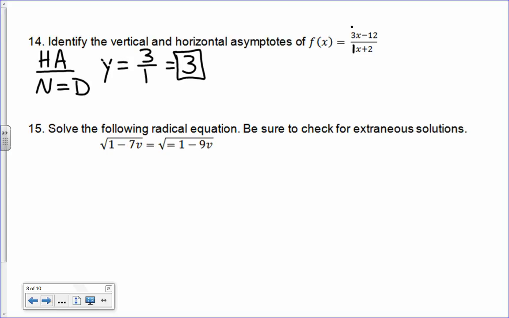Now, the vertical asymptote. To find the vertical asymptote, you take the bottom of the fraction and you set it equal to 0. On the bottom, you have x plus 2. Set it equal to 0, subtract 2 from both sides, and your vertical asymptote is at x equals negative 2.